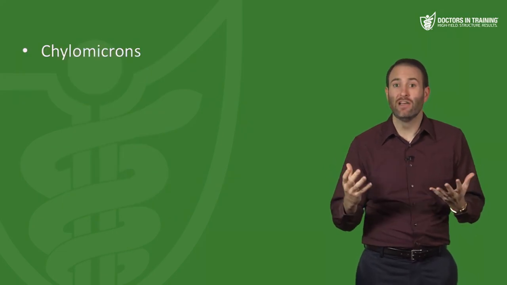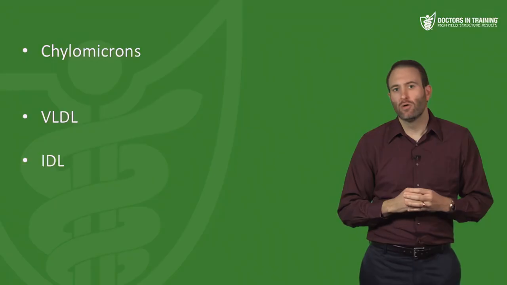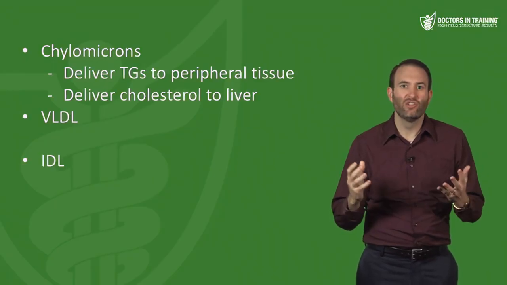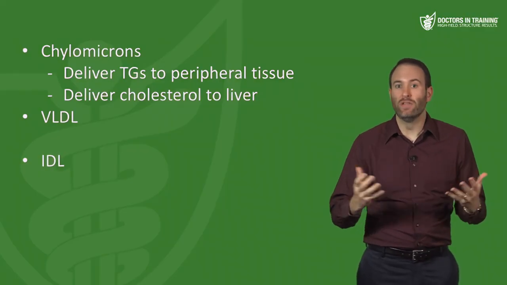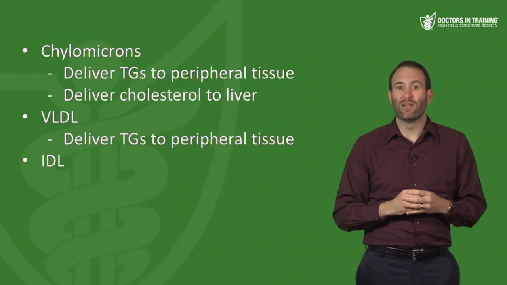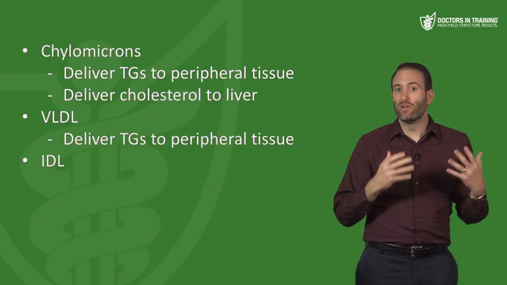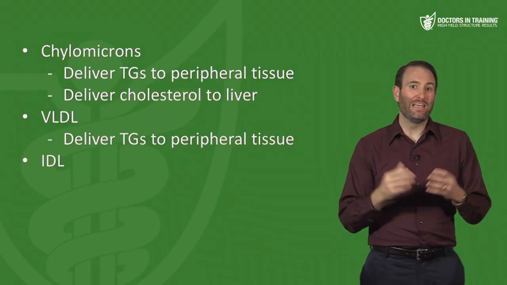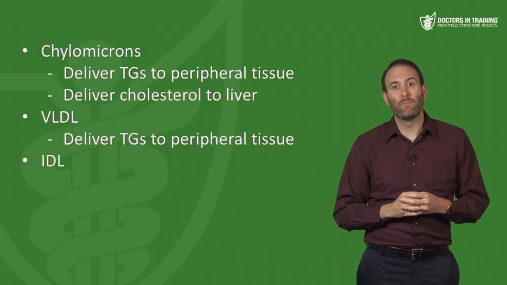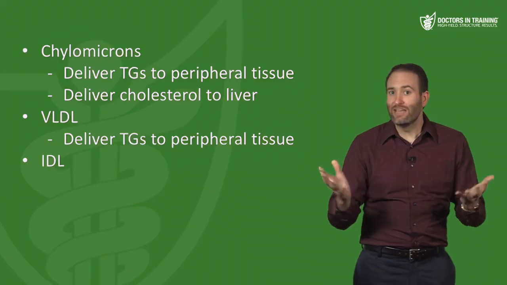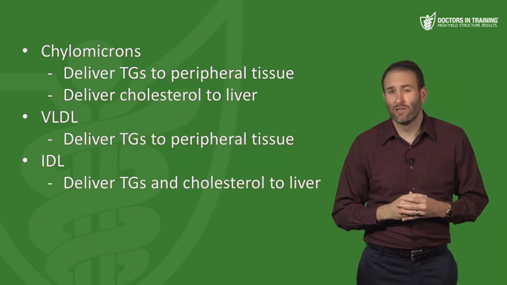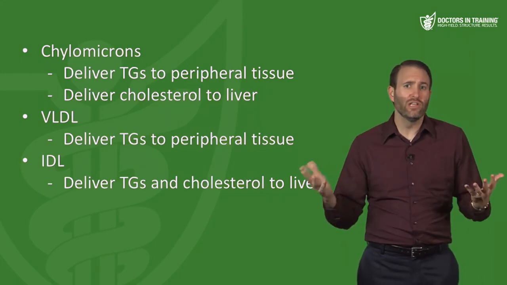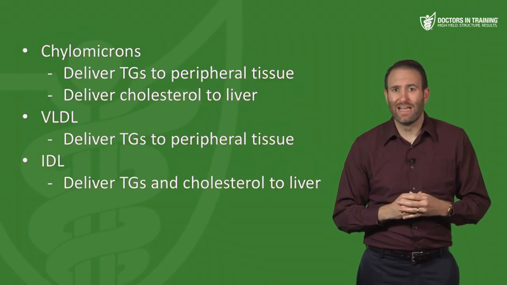Things like chylomicrons, VLDL, and IDL. Well, chylomicrons deliver dietary triglycerides to peripheral tissues. They also deliver cholesterol to the liver in the form of chylomicron remnants. Now, VLDL delivers triglycerides to peripheral tissues, and it's secreted by the liver. And finally, we have IDL, that intermediate density lipoprotein. IDL is a byproduct formed in the degradation of VLDL. Now, IDL delivers triglycerides and cholesterol to the liver, and it's really important knowing these key players and their functions as we move forward.